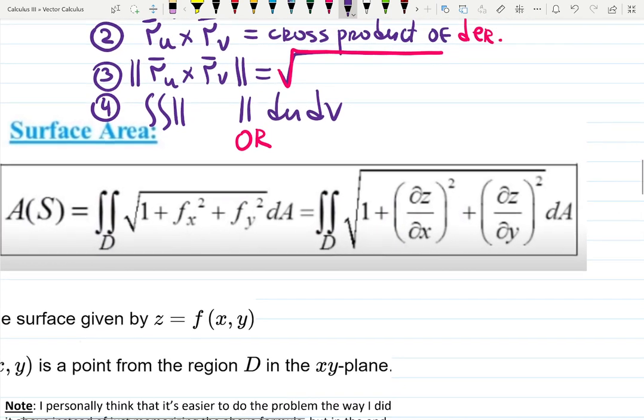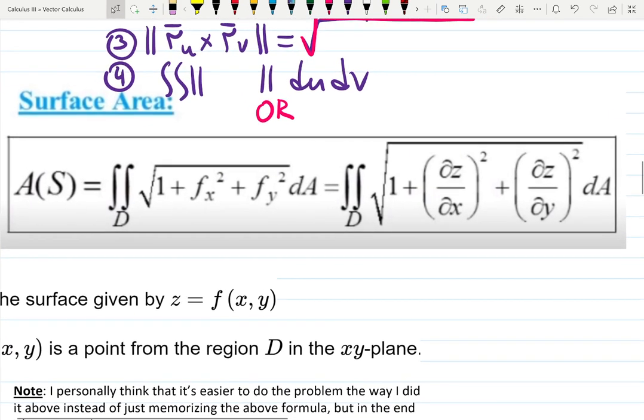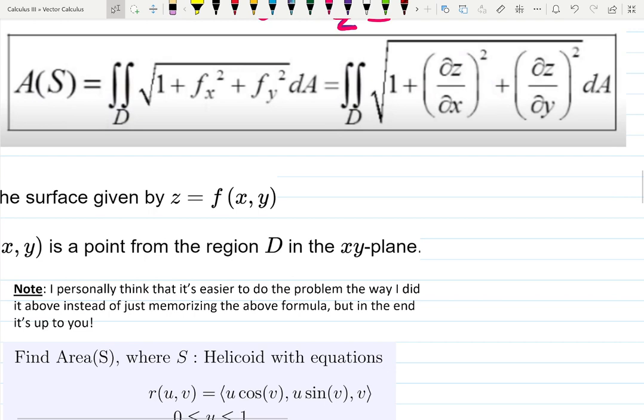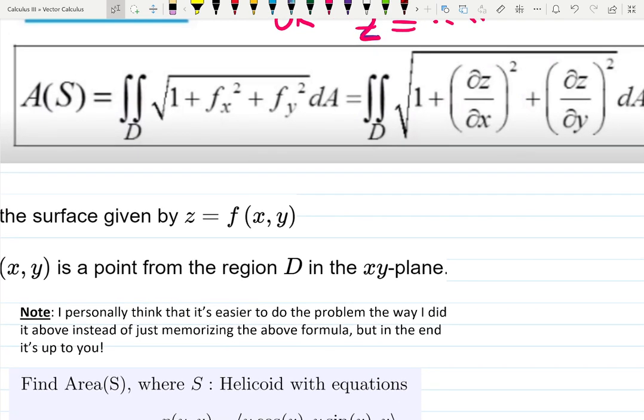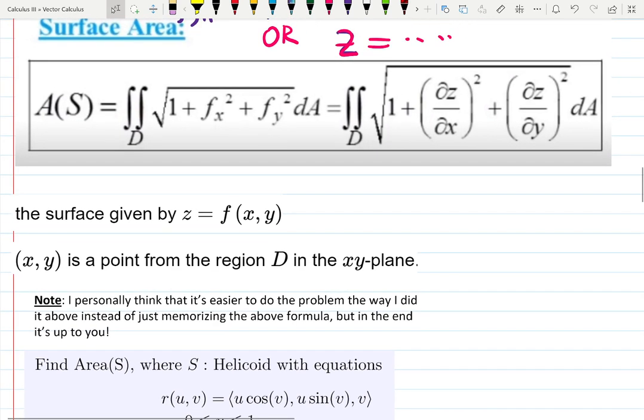Another formula, if we already have the shape of the function as z equals blah, blah, blah, then it's actually easy to do it this way, which is still a double integral. And now we have derivative squared plus derivative squared plus 1. I don't recommend memorizing one more formula. I personally think it's easier to do the problem the first way instead of memorizing a new formula. But both will work, and I'll show you an example when this second way is faster. But if you do the first way, it works too.